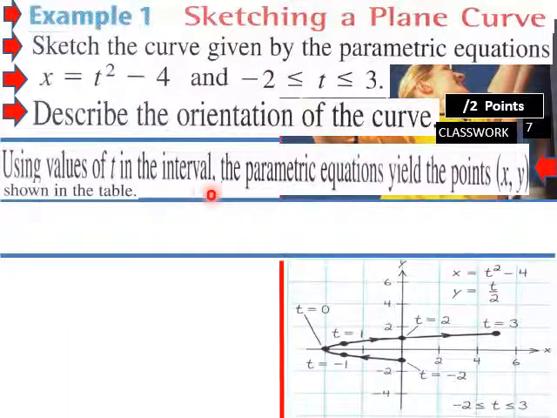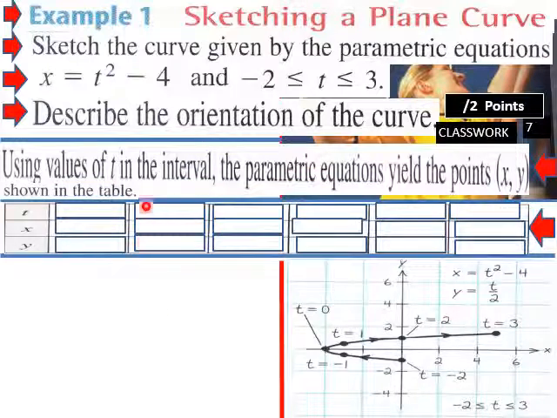Using values of t in an interval, the parametric equations yield the points x, y shown in the table here. So here is our curve. It's not a function, by the way. Say we have t equals -1 here, and t would equal -2 here. If you just continue this curve, t doesn't have to necessarily be time. If you can imagine going into the past, I guess you could. But if you started here and went like this, and then the curve continued, t equals 2, t equals 3, t equals 4, probably over here somewhere. So it gives you the general orientation of the curve.